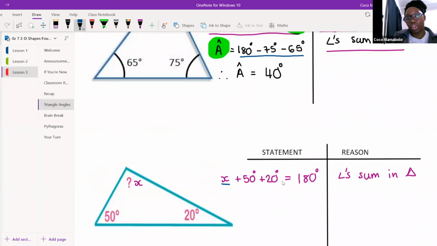X. Good. So I'm always going to have X is equal to, now give me that sum that you just said. You said 180 degrees? Minus 50 degrees. Good. Minus 20 degrees. All right, good. You see, the order is very important. Do you see that, Nokwezi? Yes, ma'am. Then what comes next? X equals to.